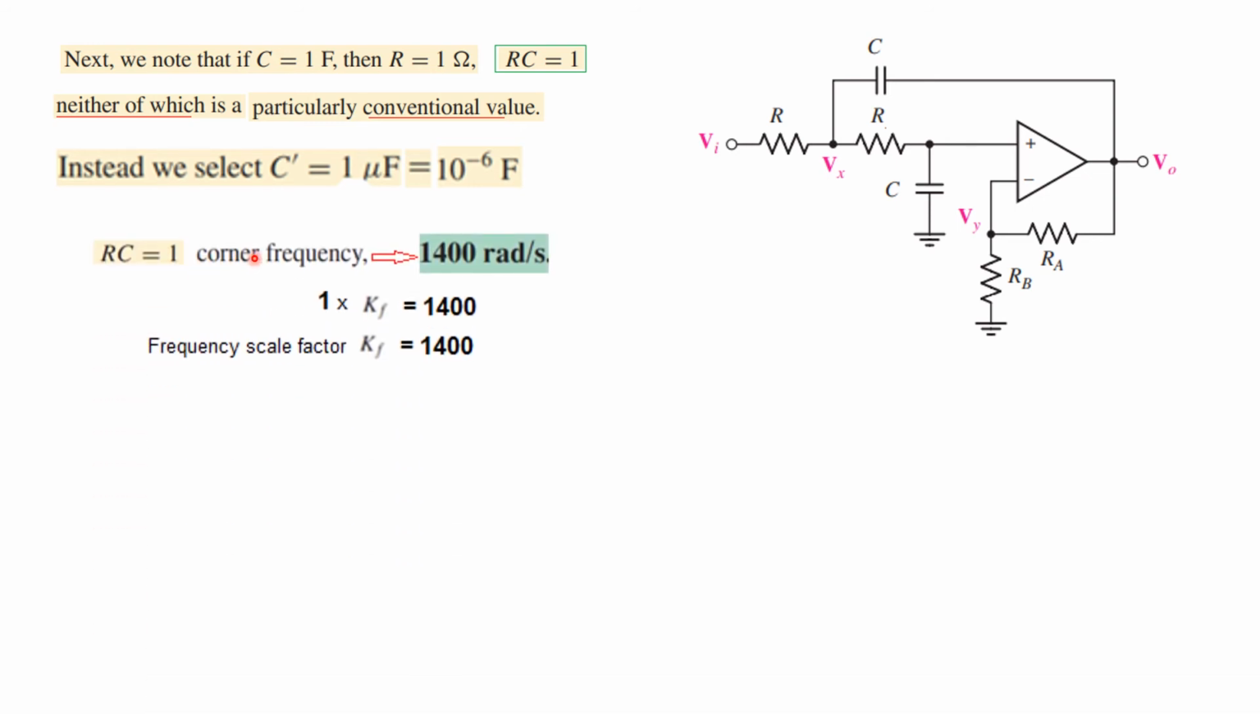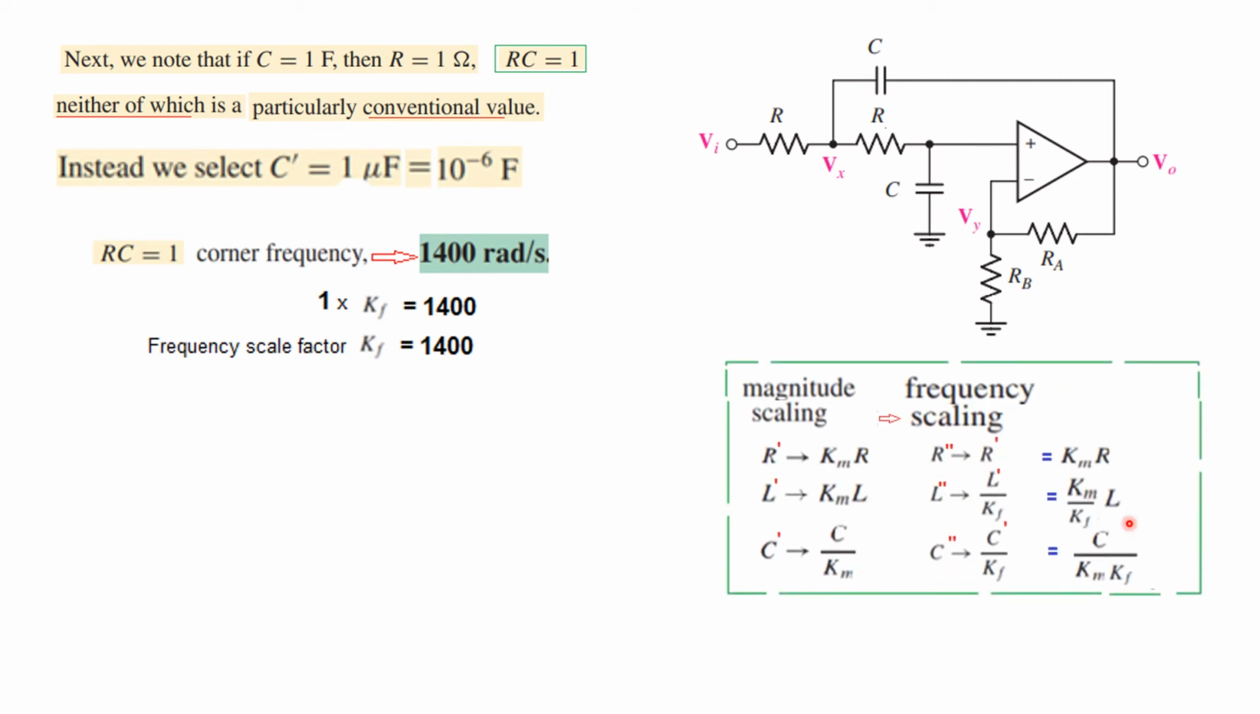Now first of all, for the corner frequency we had assumed RC to be 1, but in our question the corner frequency required is given to be 1400 radians per second. So the initially assumed corner frequency, which is 1, has to be multiplied by a frequency scale factor Kf. So 1 into Kf will be equal to 1400, and so Kf, the frequency scale factor, is found to be 1400.